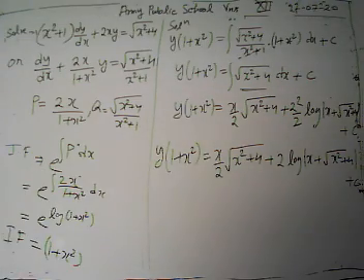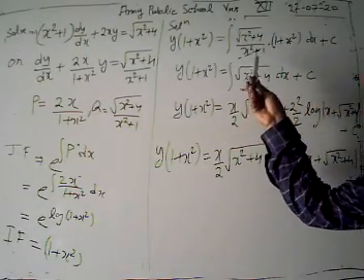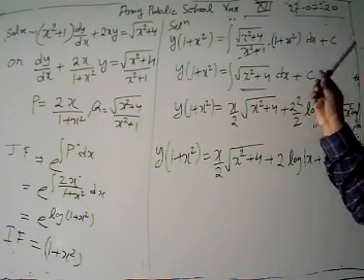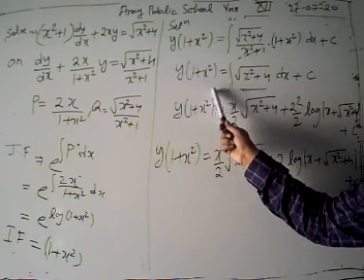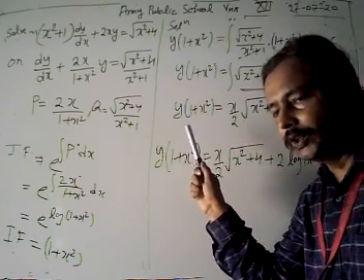After getting IF, we have to put the solution into y into IF is equal to integration of Q into IF dx plus c. Then after solving, we have y into 1 plus x square equal to integration of under root x square plus 4 dx plus c. Then y into 1 plus x square.